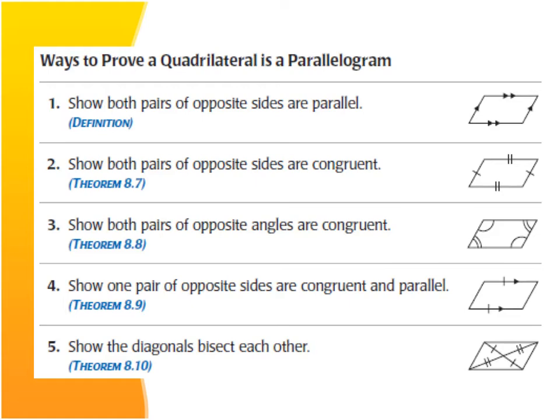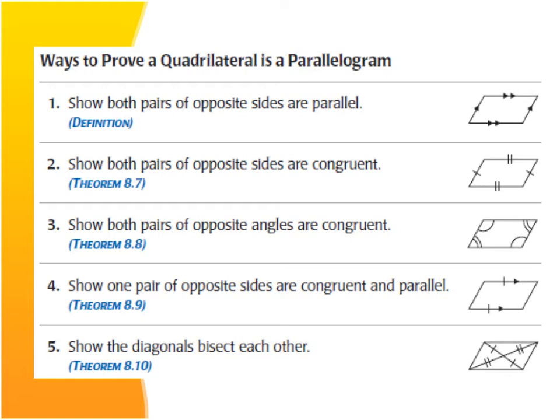So again, we're showing both pairs of opposite sides are parallel, or show both pairs of opposite sides congruent, or show both pairs of opposite angles congruent, or show one pair of opposite sides are congruent and parallel, or show that the diagonals bisect each other. Again, just a summary of everything we talked about. So this would be one way you could write out your reason if you're listing it in a proof.